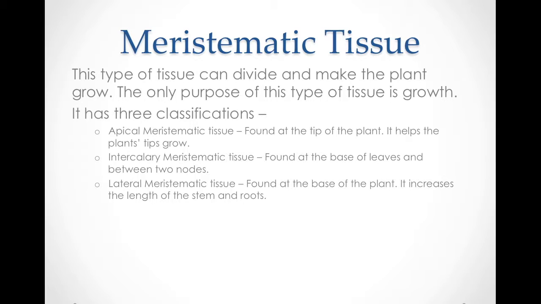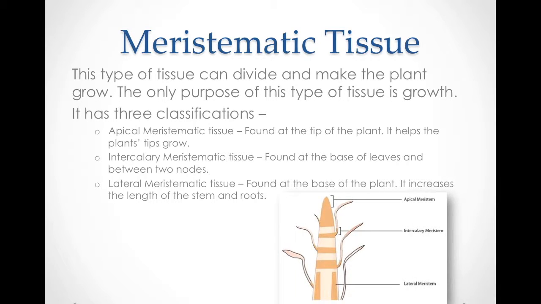Okay. Intercalary meristematic tissue is found at the base of the leaves and between two nodes. So what is a node? Well, a node is basically a part of a stem. It's a section of a stem, and the tissue between two sections of stem is called intercalary meristematic tissue. Okay, and the lateral meristematic tissue is found at the base of the plant, and it increases the length of the stem and roots. As you can see in the diagram, apical meristematic tissue is at the top, intercalary is in the middle, and lateral is at the base.